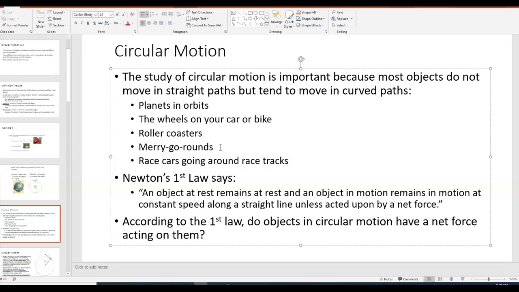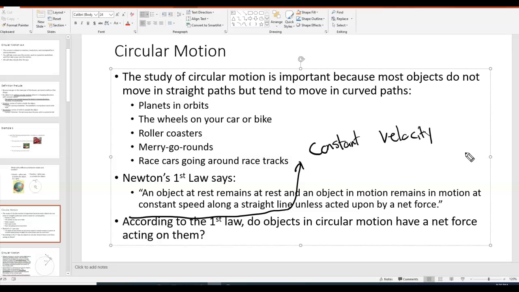Now let's go back to Newton's first law. The first law says an object at rest remains at rest, and an object in motion remains in motion at constant speed along a straight line, unless acted upon by a net force. Now we said this before, constant speed in a straight line is the same thing as constant velocity. So in other words, an object will move at constant velocity unless acted upon by a net force, or at constant speed along a straight line.